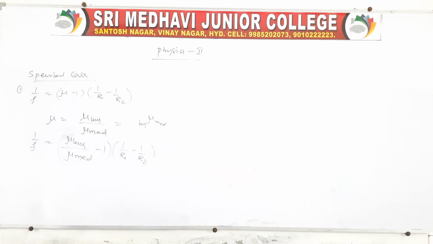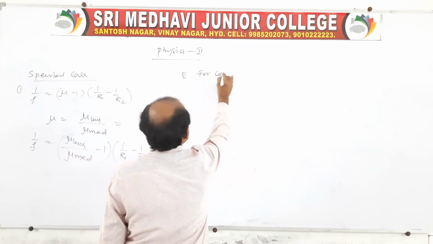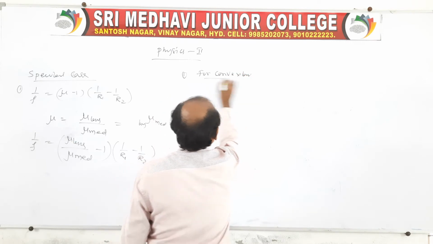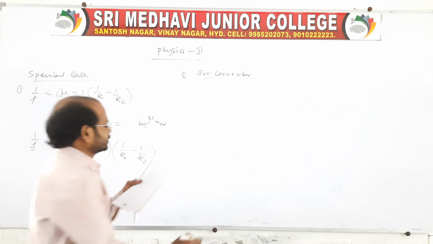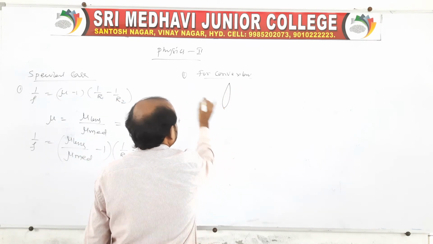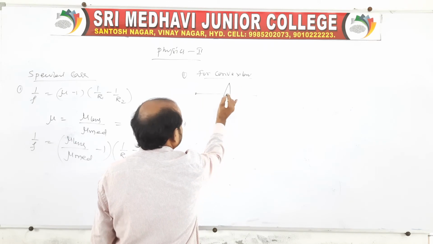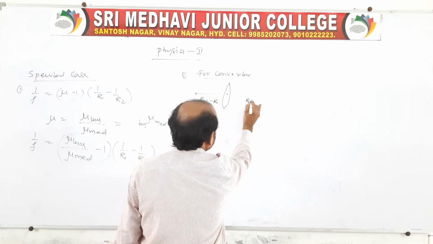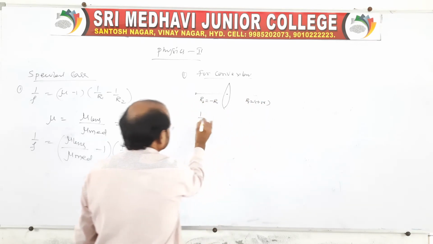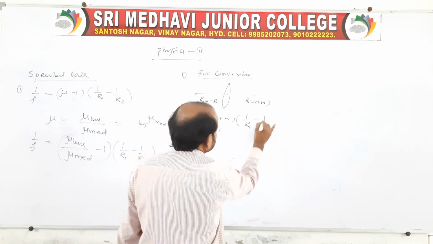And coming to the next formulas. Suppose a special case for a convex lens is given. Here for a convex lens, you draw it like this. There is a radius of curvature which we can take. For this surface we take R2, which is taken as negative. For this surface we take R1 as positive, right? So 1 by f is equal to mu minus 1 into 1 by R1 minus 1 by R2.